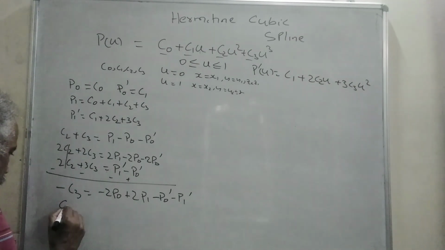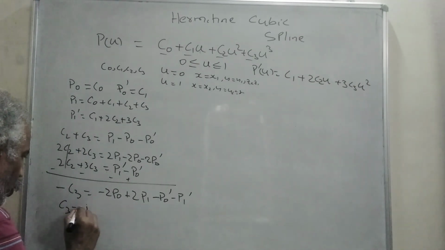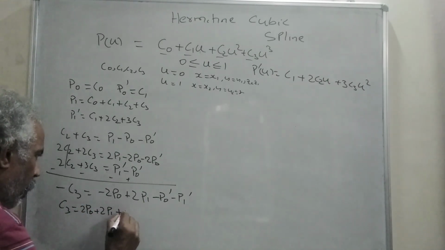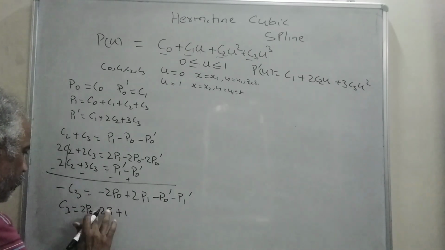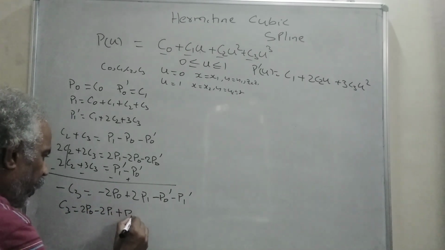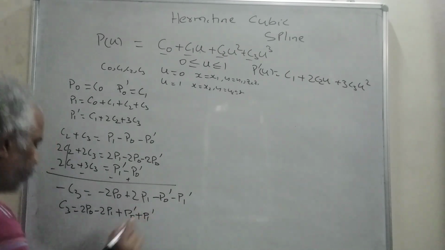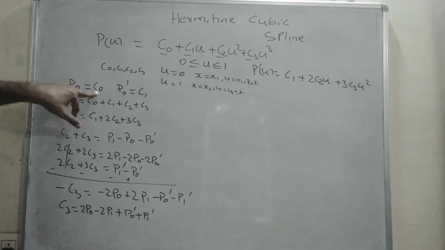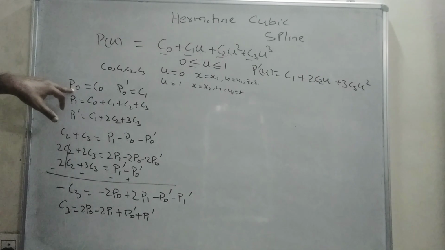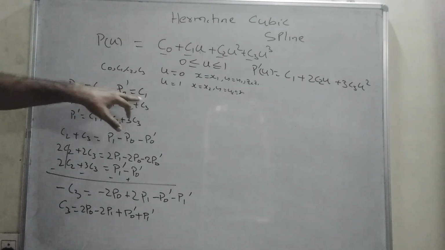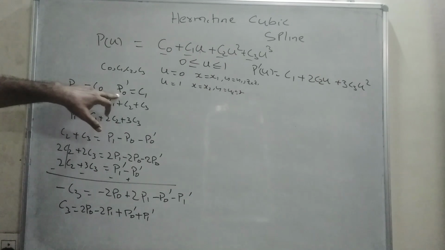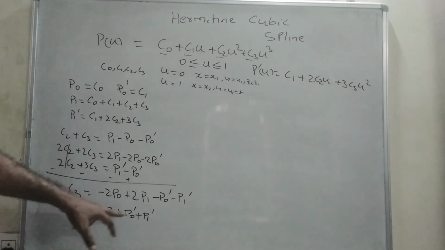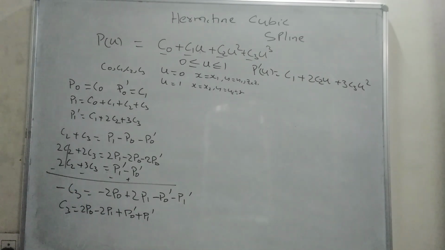So C3 is equal to 2P0 plus 2P1 minus 2P1 plus P0 dash plus P1 dash. So you got the value for C0 is x0, y0, z0. Value for C1 is the tangent at x0, at the 0 point that you got. This is the C3 equation. So from this I have to calculate C2.